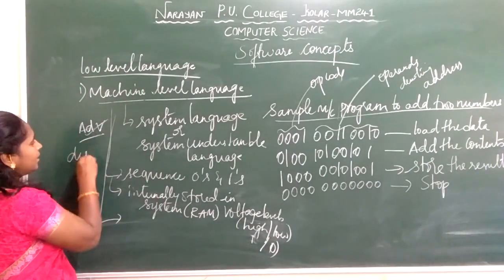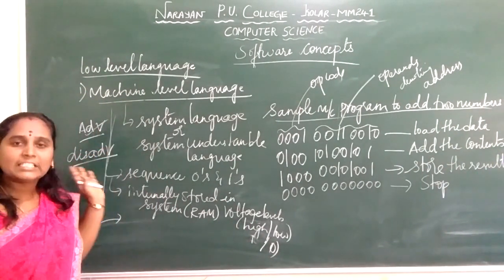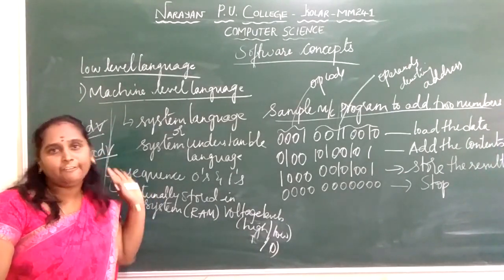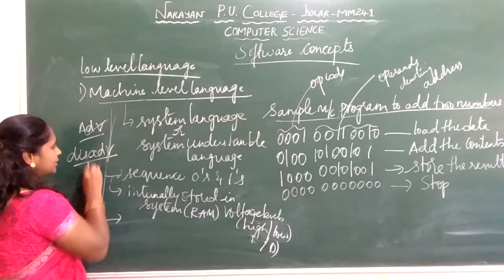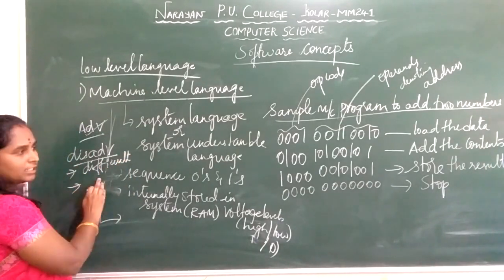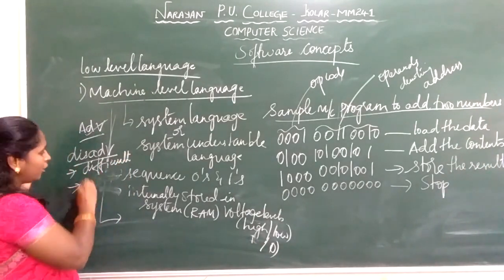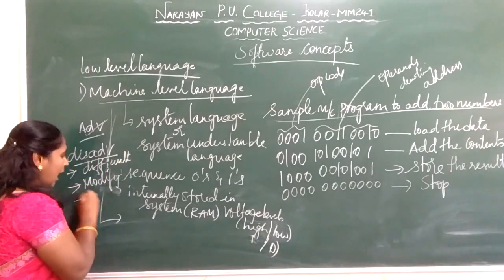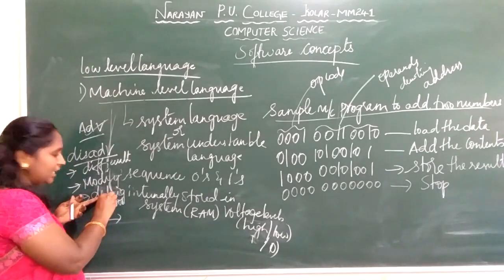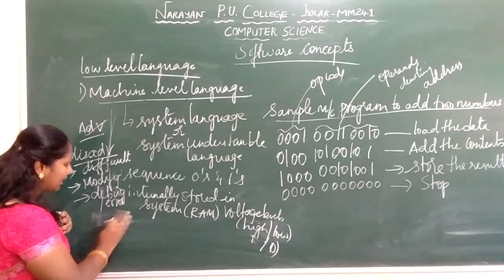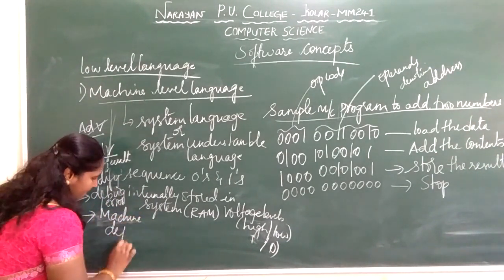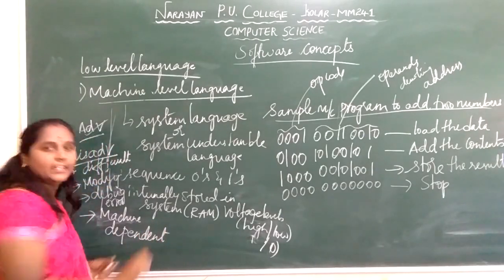Now the disadvantages of machine level language. In order to program in machine level language, it is very difficult to write programs. Next, if you want to modify anything, it is very difficult. Even debugging, that is finding and correcting errors, is also very difficult. Another disadvantage is that it is machine dependent, so it is not portable.